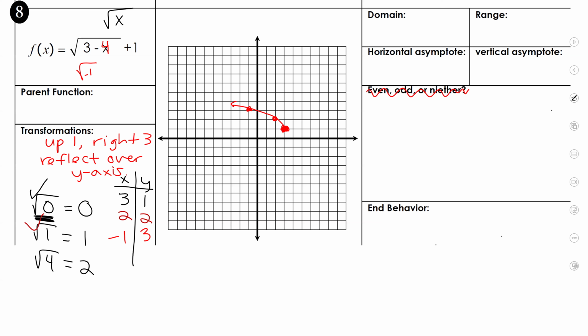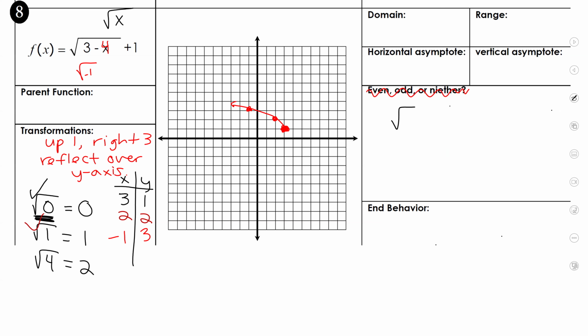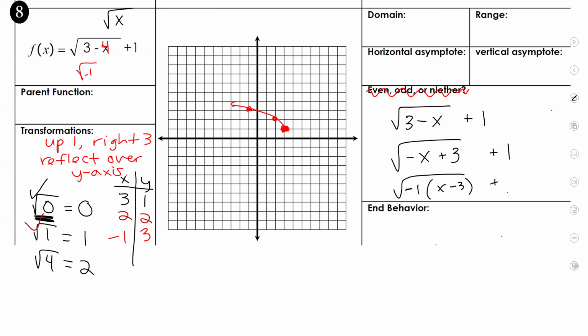Now, I'm just going to do some quick algebra for you in case you're curious. This is your original problem, 3 minus x plus 1. If you wanted to put it in the orientation that you're used to, I would put the negative x here and the plus 3 there. And I would factor out a negative. So this would be negative 1 on the outside and an x minus 3. Do you guys see what I did here to go from here to here? I pulled out a negative 1. If you distribute it again, you'll get the same thing.